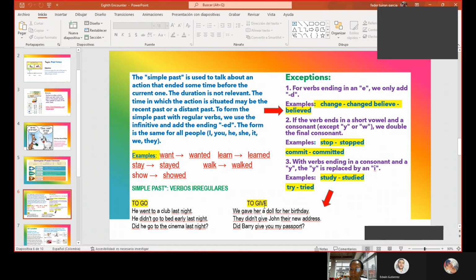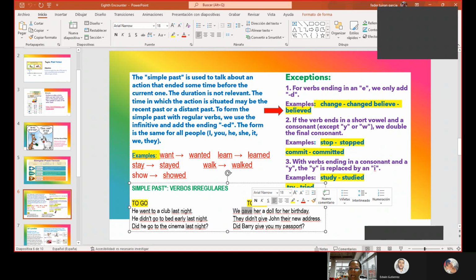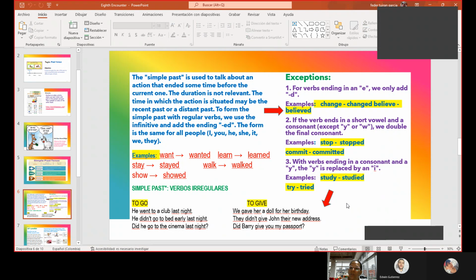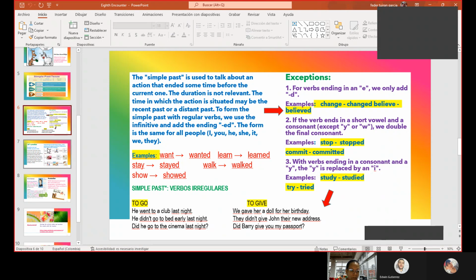It is the same with to give. We use the past only in the affirmative form of the irregular verb, gave. For the negative and the question form, we use the auxiliary. If you use the auxiliary did, you don't need to write the verb in the past form. This was Edwin's question.